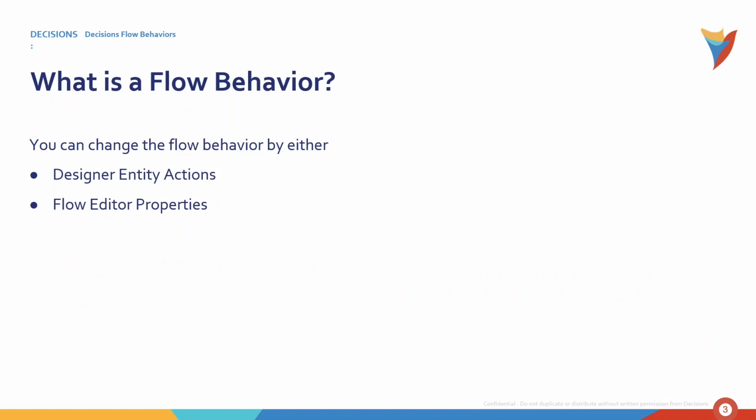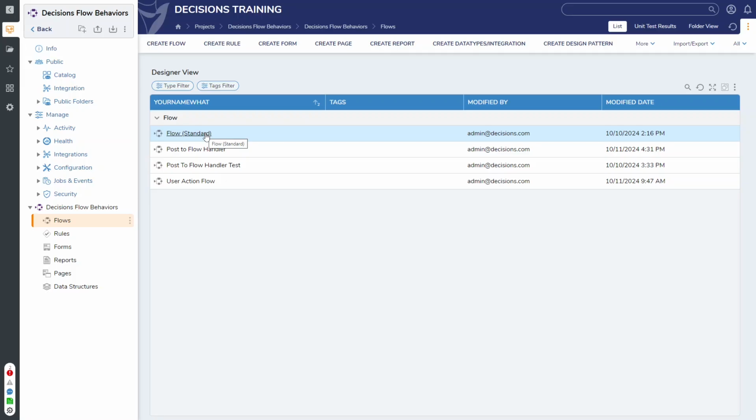You can also change the default flow behavior by either going through the designer entity actions or in the flow editor properties of the flow that you are editing. So allow me to give you a demonstration on how to do this. So you can see here that I am inside of the decisions application on my local.